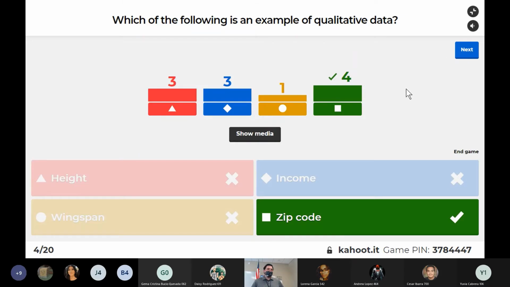Excellent, that would be zip code. Right. The other 3 options are all quantitative data. Those are all things that it would make sense to find the average of.